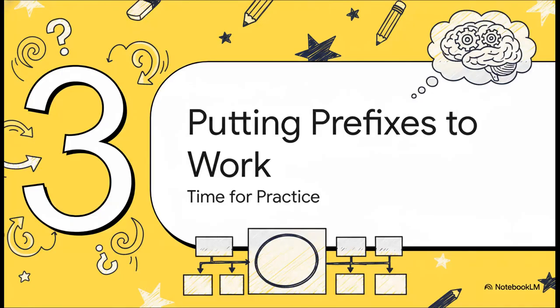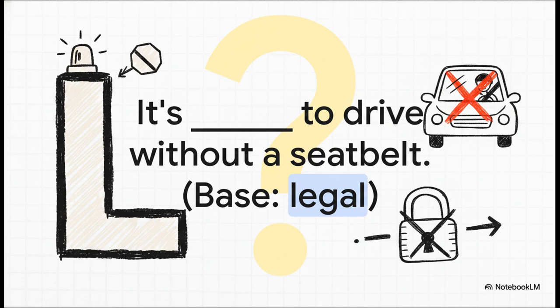All right, that's enough theory. The best way to actually learn this stuff is to use it. So let's try a few together. I'm going to show you a sentence with a blank space, and you see if you can figure out the right word. You ready? Okay, here's the first one. Our base word is legal. So what's the opposite we're looking for here?